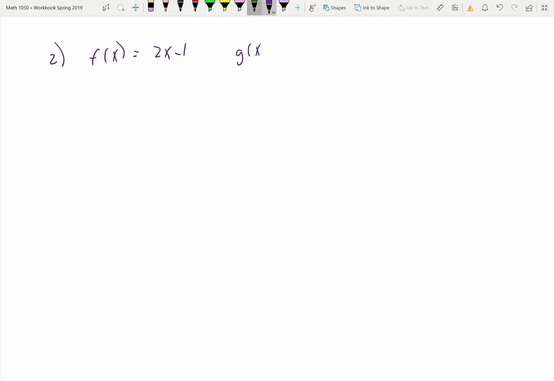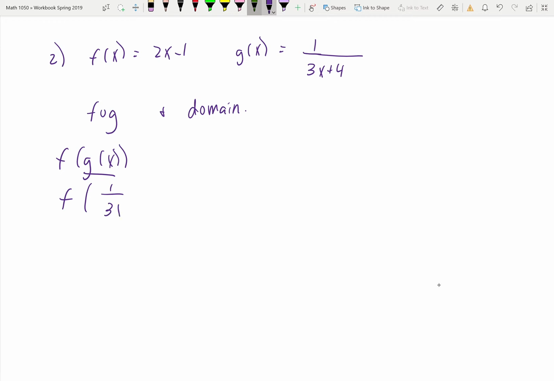Okay? All right, so the next one I'm going to do is the same thing, except a little bit uglier. Okay, so there's your f of x, there's your g of x. Find f of g and the domain. Okay, so that would be f of g of x. g of x is 1 over 3x plus 4. So now right there where I see that x in my f of x, I'm going to replace it with 1 over 3x plus 4. So that's 2 multiplied by 1 over 3x plus 4 minus 1.